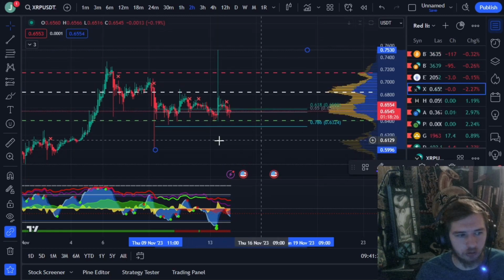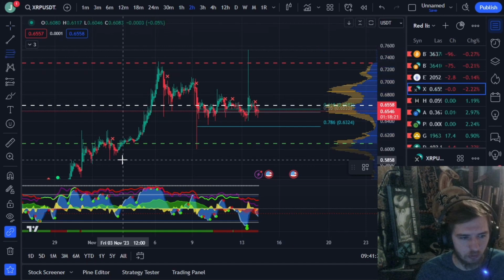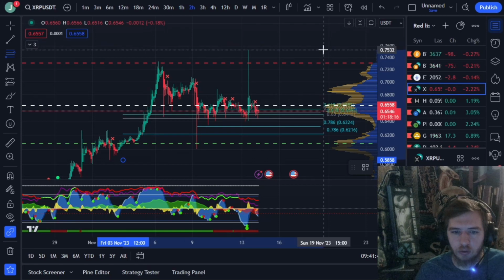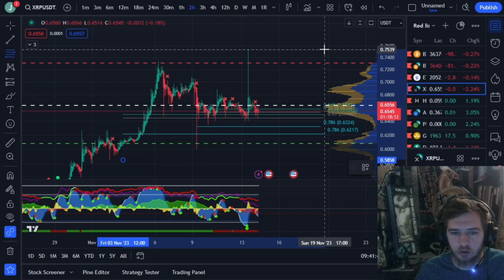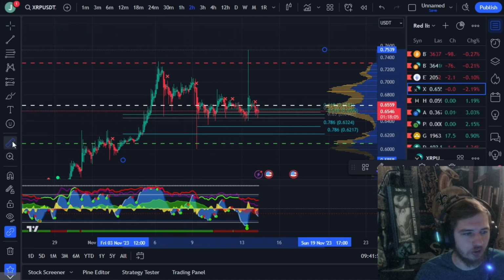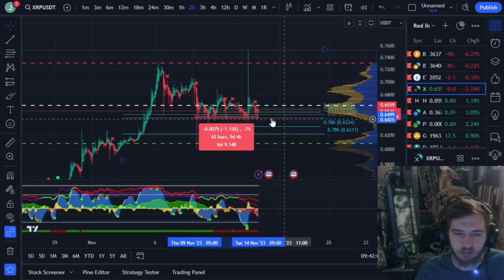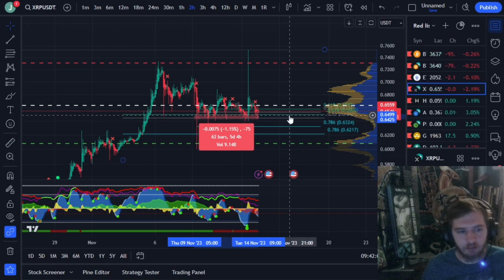Let's do another fib here. Yeah, so your support's all the way through right here for what is this, 2 hour? What's that right here? So yeah, for the last 5 days, this has been your strongest area of support for XRP.